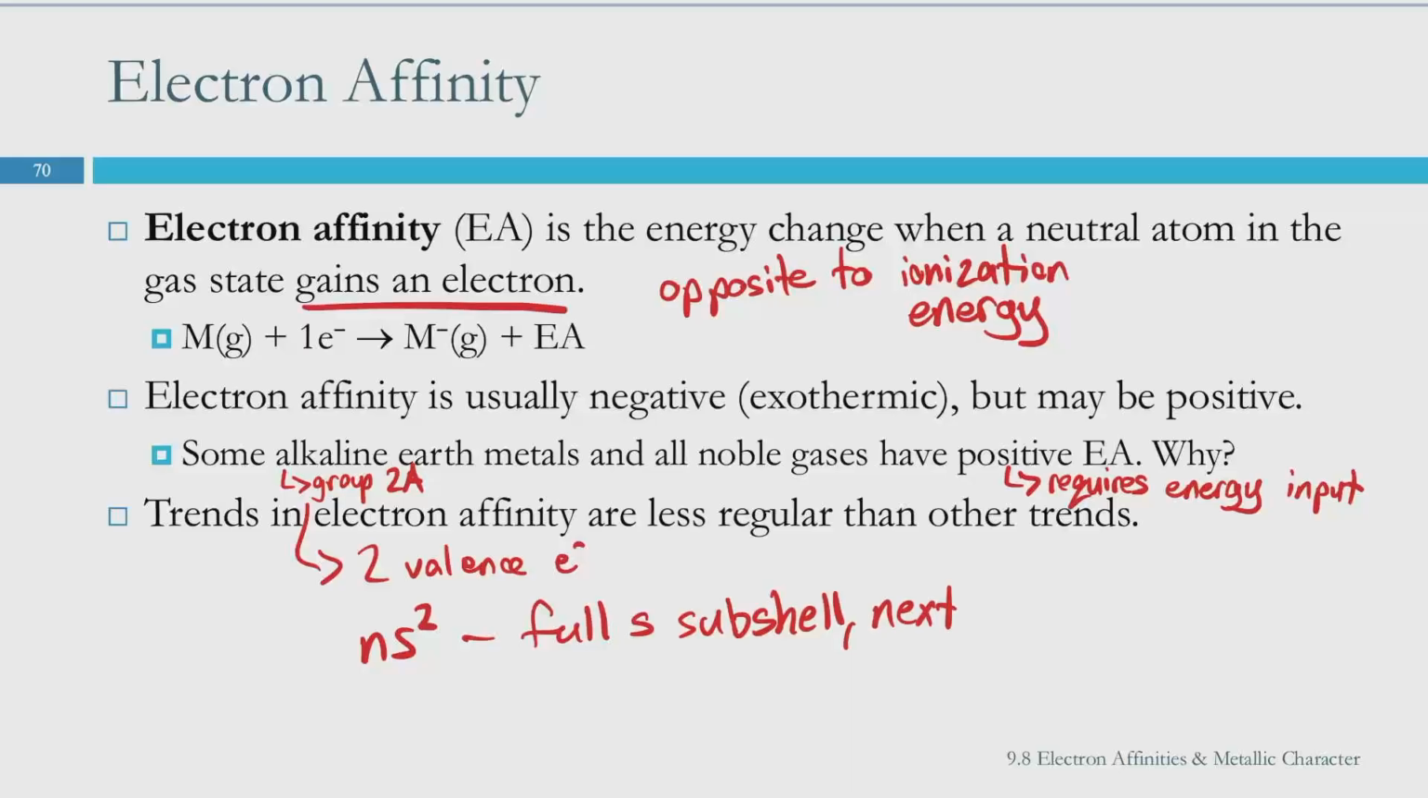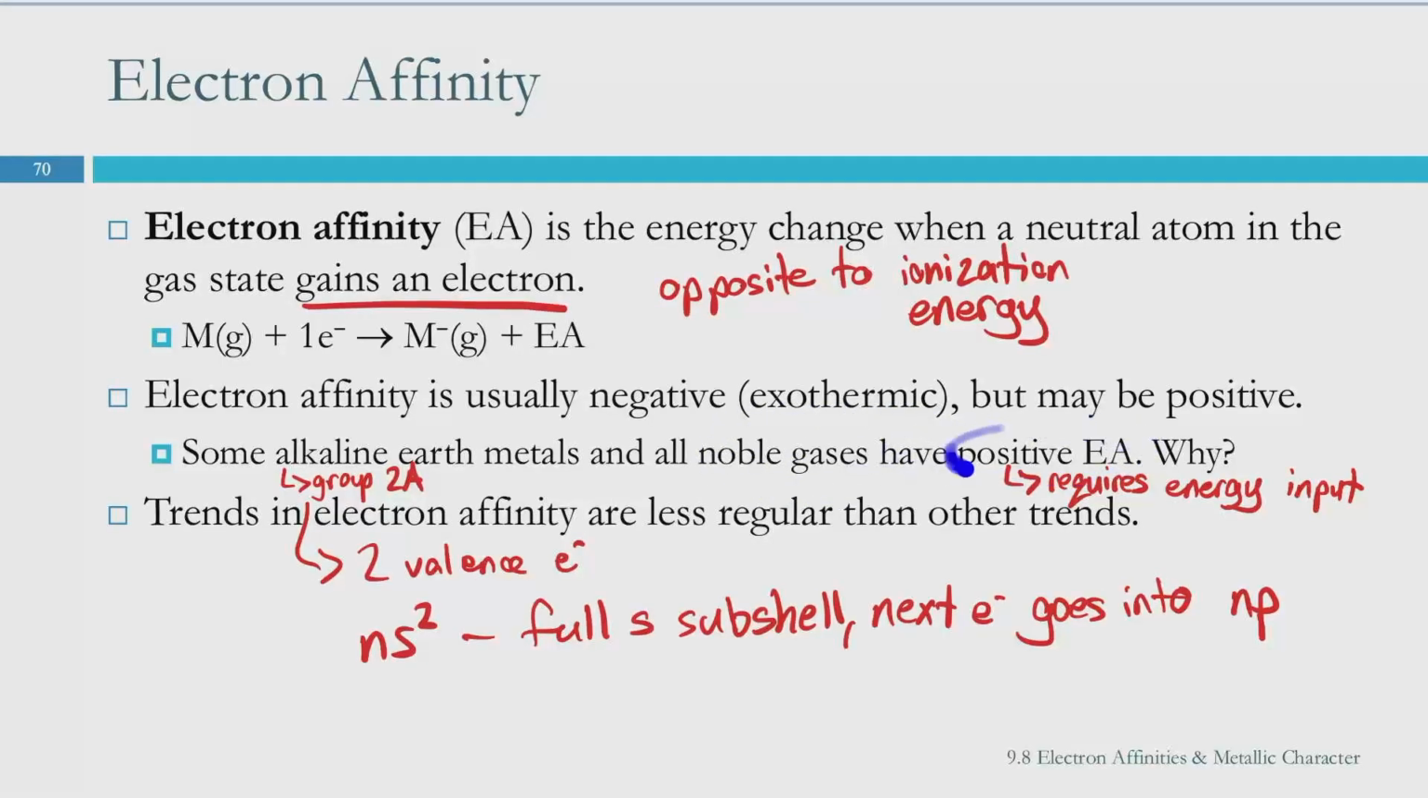So where does the next electron go? What comes after s? P. And this p subshell would be empty. So we're putting it into a much higher energy level subshell. So that would explain why this electron affinity would be negative, or positive, sorry, because we're putting it into a much higher energy bracket. So it's going to take a little bit more energy to do that.